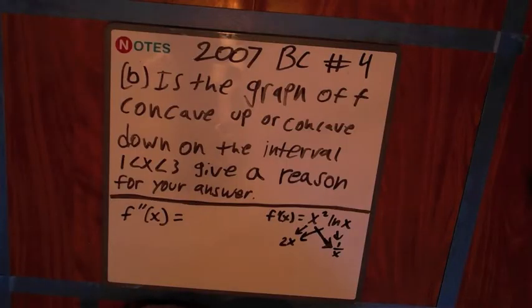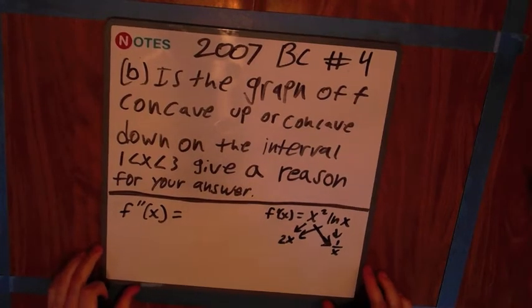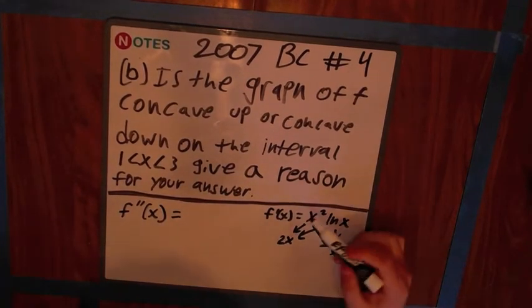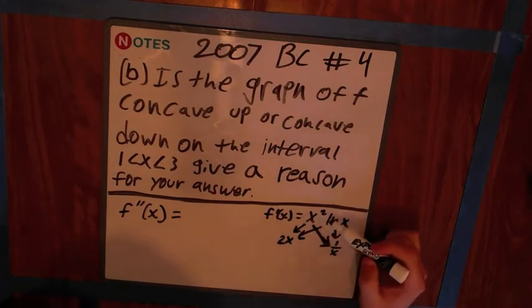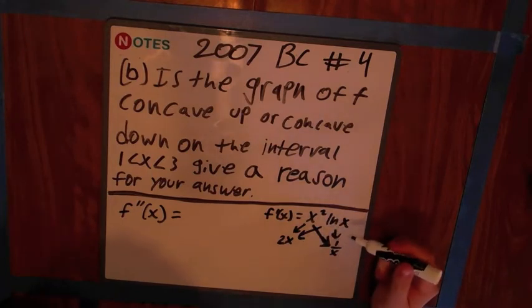Part B. Is the graph of f concave up or concave down on the interval 1 less than x less than 3? Give a reason for your answer. So first, we're going to take the derivative of f prime of x to get the second derivative. So f prime of x equals x squared natural log of x.